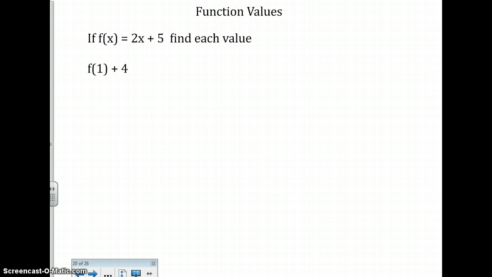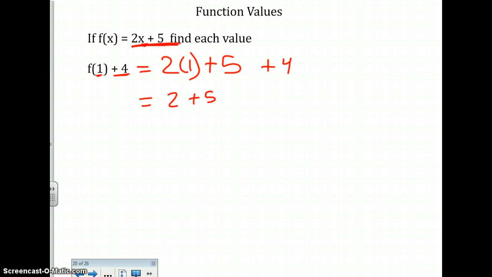Okay. Here we have a slightly different version of it. So we have the function of 1 plus 4. So taking a look at that, I'm just going to use what I have typed up already. It's going to equal 2, for the x, I'm going to put in the 1, times 1, plus 5. And then it's telling me again I'm adding 4 to the end of that. So now I just solve, and it's 2 plus 5 plus 4. That will end up with 11 for this particular function.